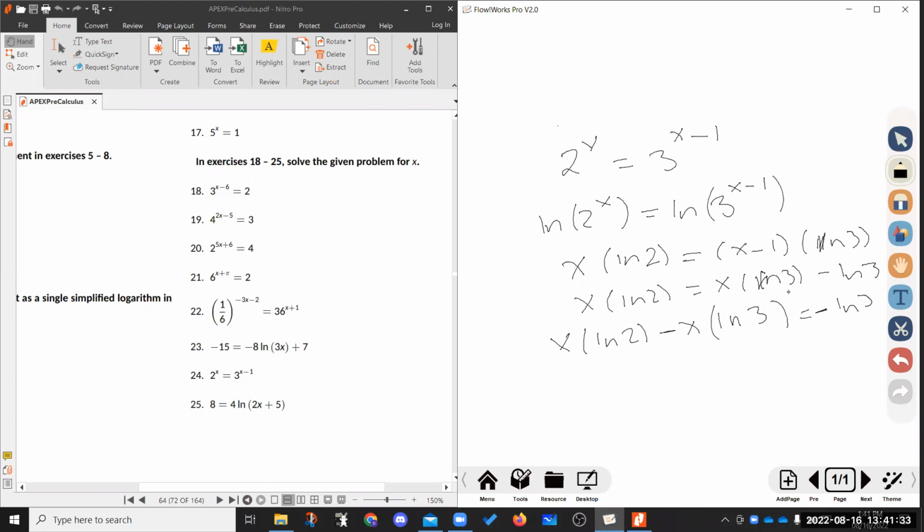Since ln of 3 is bigger than ln of 2, I'm going to divide everything by a negative 1 here. Get the order of subtraction to be something that's not going to give me a negative. Now this is going to be x times ln of 3 minus ln of 2 is equal to ln of 3. So x is going to be equal to ln of 3 divided by ln of 3 minus ln of 2. Does not matter what I make the base here, but we typically use natural log because it's the least number of letters for us to write.